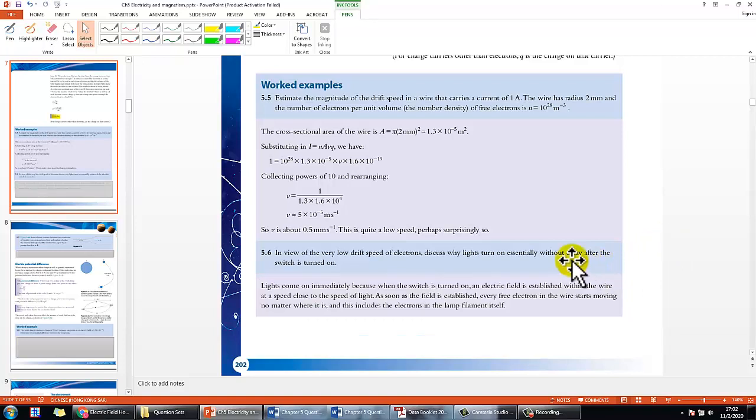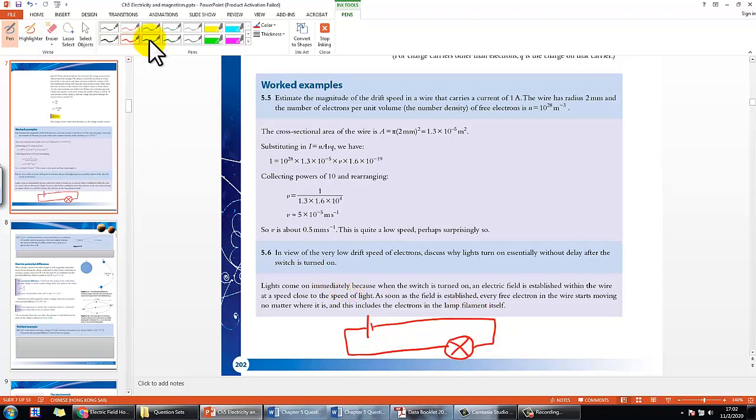So the answer is actually because the electron itself is fully packed in the wire. So imagine you've got, let's say, just simply a battery with a lamp. I hope you still remember the symbol. This is a lamp symbol. Okay, right here. So what happened is the electrons are everywhere along the wire.